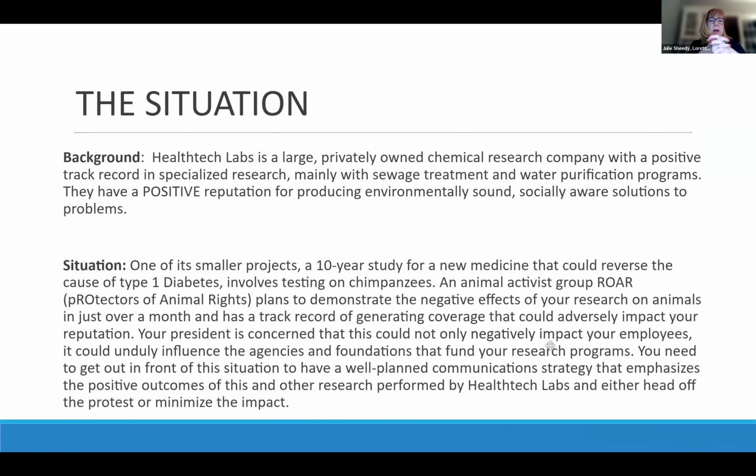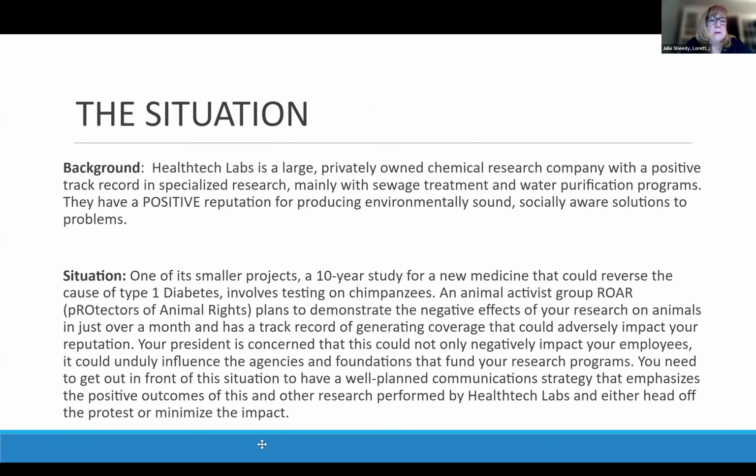So I chose the case study for Health Tech Labs because I'm in healthcare. Health Tech is a large privately owned chemical research company. They have a solid track record in research, mainly in the areas of sewage treatment and water purification programs. They have a very positive, well-known reputation. The communications manager has done a good job of building that reputation, producing environmentally sound and socially aware solutions to problems. In this case, one of its smaller projects involves a 10-year study for a new medicine that could reverse the cause of type 1 diabetes, but it involves testing on a small group of chimpanzees.